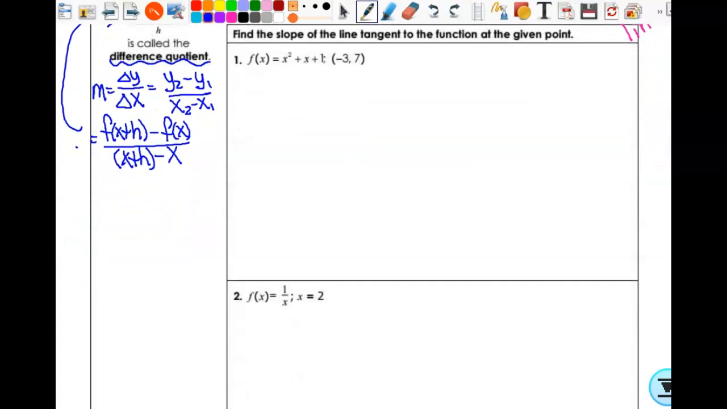It says to find the slope of the line tangent to the function at the given point. So here's my given point. This is my x. This is my y, right? This is also my x, comma, f of x.